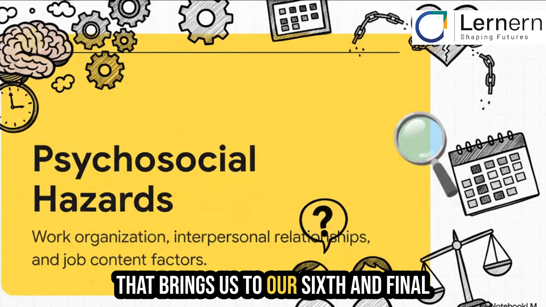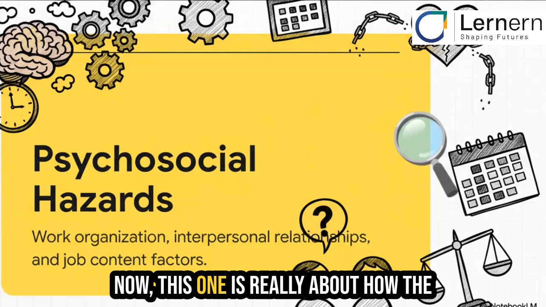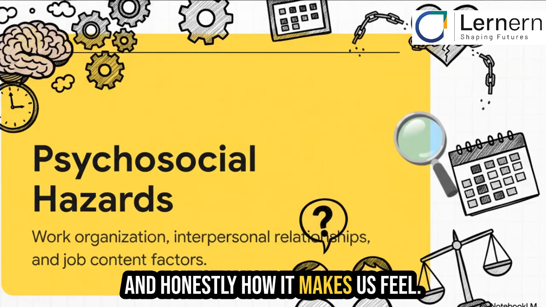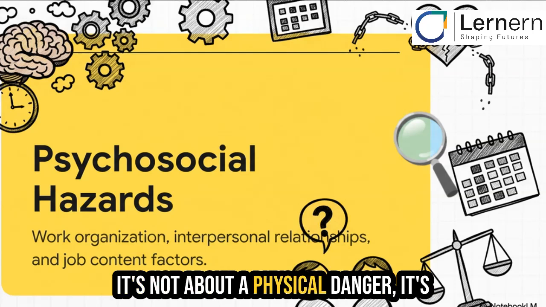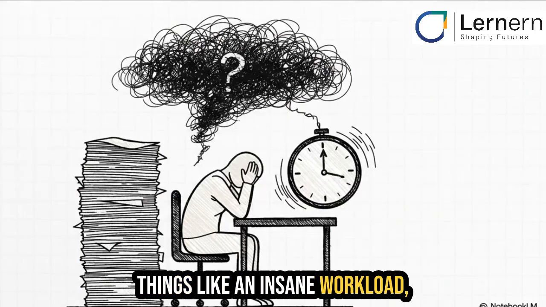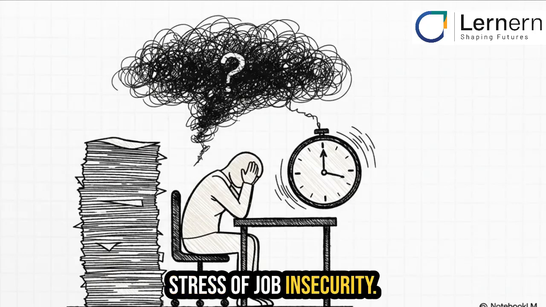And that brings us to our 6th and final category, psychosocial hazards. Now, this one is really about how the work is organized, how it's managed, and honestly, how it makes us feel. It's not about a physical danger, it's about the stuff that messes with our mental and emotional well-being. Things like an insane workload, constant pressure, bullying from a manager, or just the stress of job insecurity.